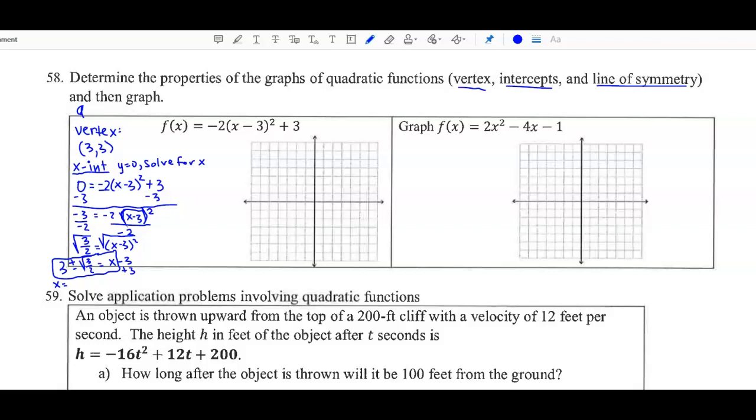Alright, so on the plus part, I get 4.2. Okay, and then for the other one, I get 1.8, say. Alright, and then to find the y-intercept, maybe I'll do this in a different color so it doesn't get so blended in there. To do the y-intercept, I'm going to let x equal 0 and solve for y.